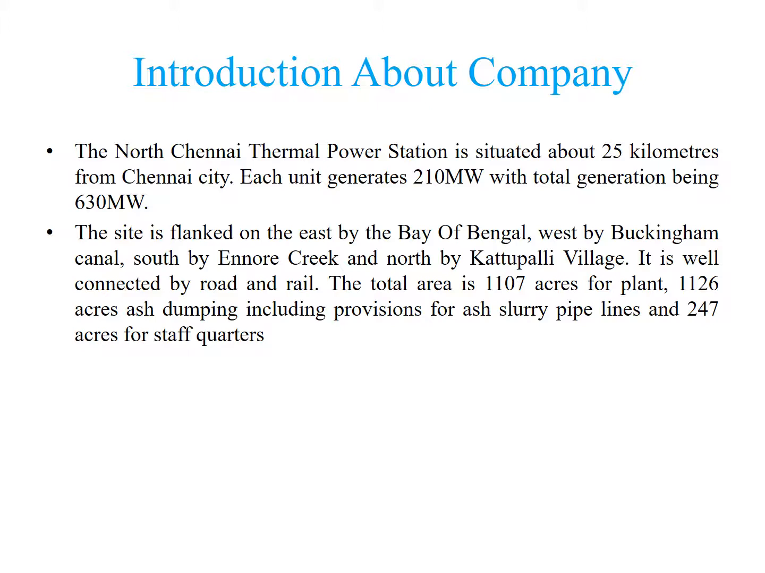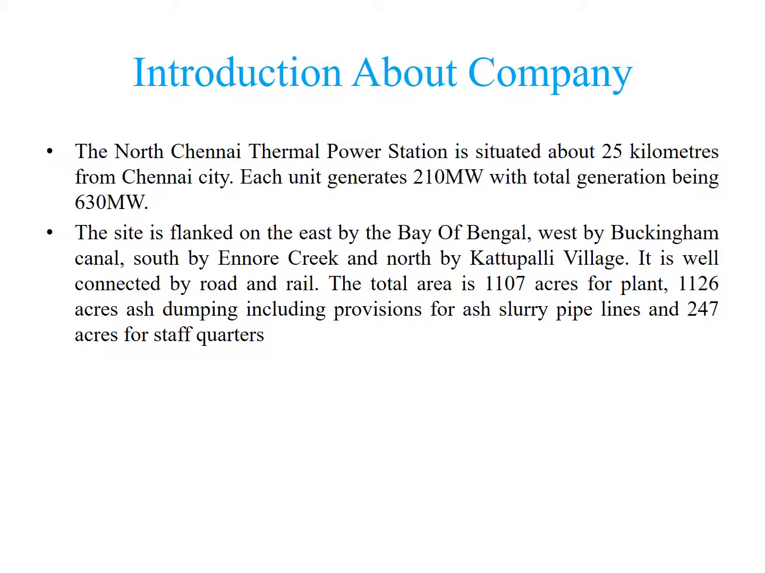The site is flanked on the east by the Bay of Bengal, west by Buckingham Canal, south by Ennore Creek, and north by Kattupalli village. It is well connected by road and train. The total area is 1,107 acres for plant, 1,126 acres for ash dumping, including provisions for ash slurry pipelines, and 247 acres for staff quarters.